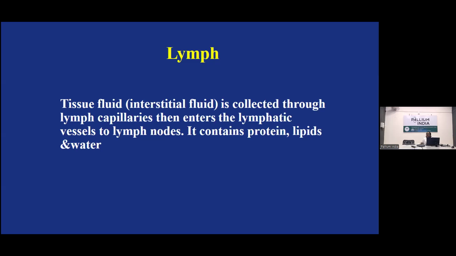It is a tissue fluid or interstitial fluid that is collected through the lymphatic capillaries, then enters the lymphatic vessels, then goes to the lymph nodes for filtration, and then goes to the subclavian vein. After that, it is part of the circulatory system. It contains protein, lipids, and water. It is a tissue fluid, an interstitial fluid, situated in the interstitial space.